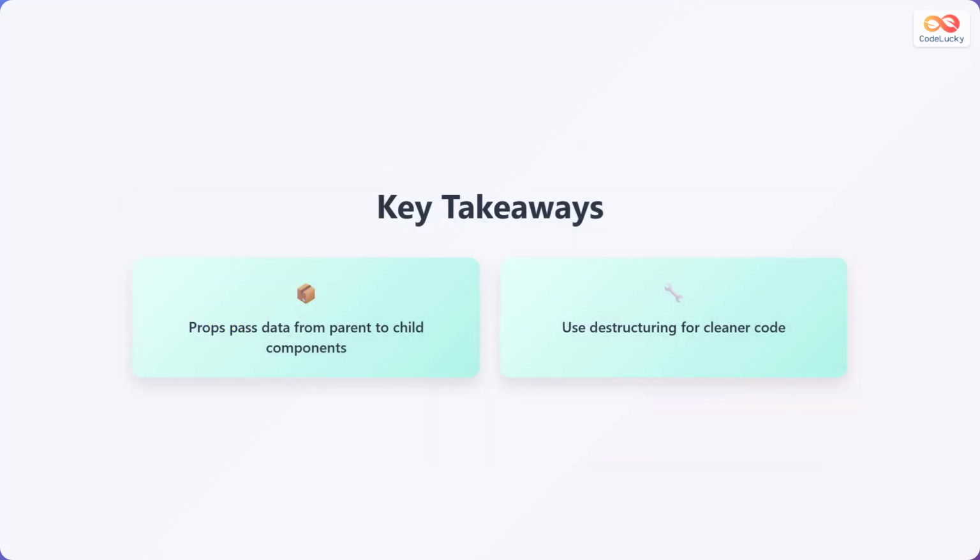Let's recap the key points covered in this video. Props are properties that pass data from parent to child components, enabling dynamic and reusable components. Also, use destructuring for cleaner and more readable code, making your React components more maintainable and efficient.